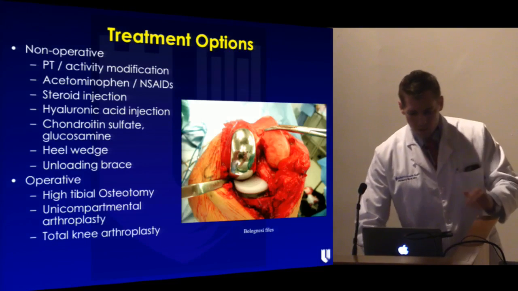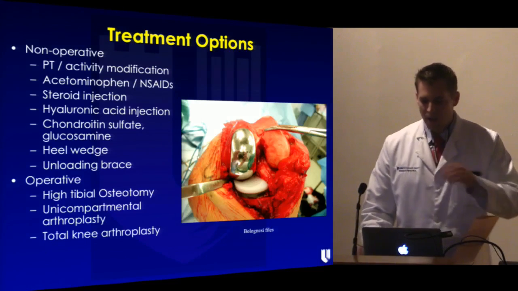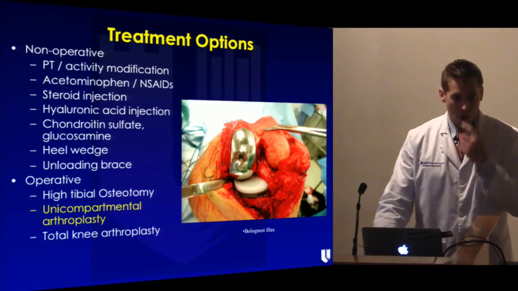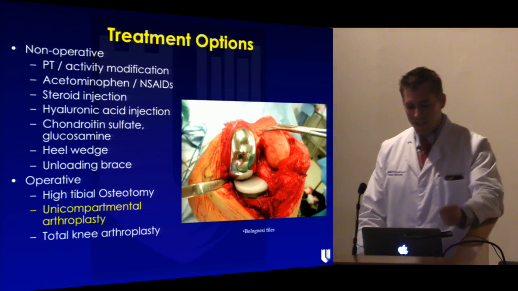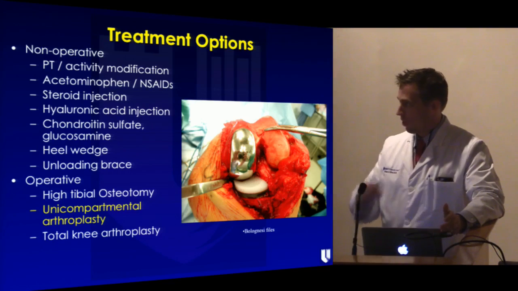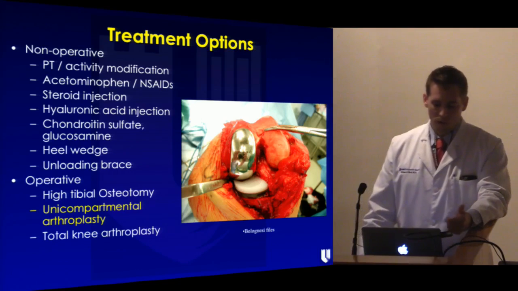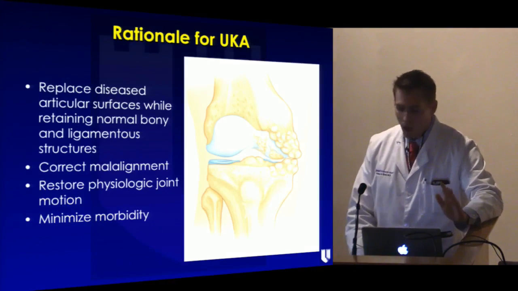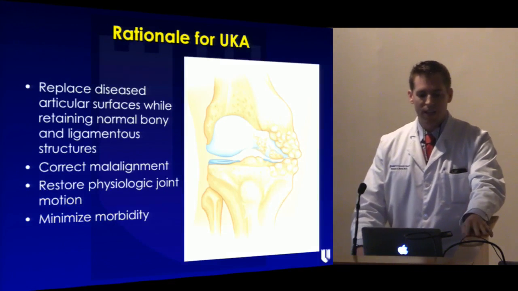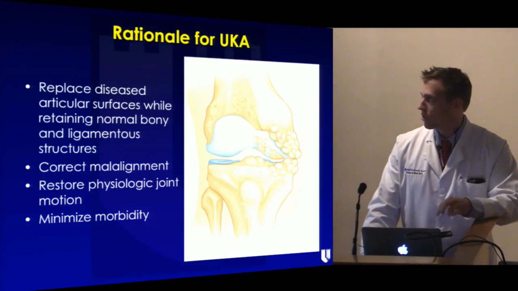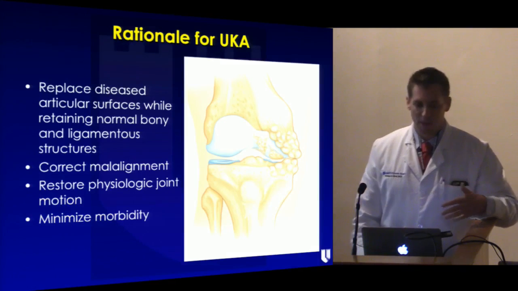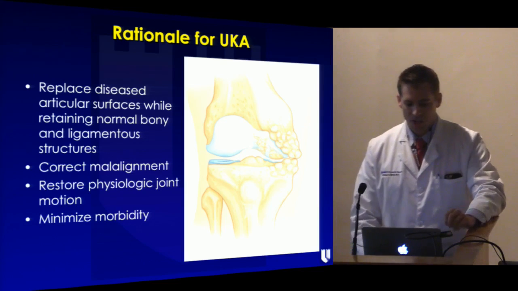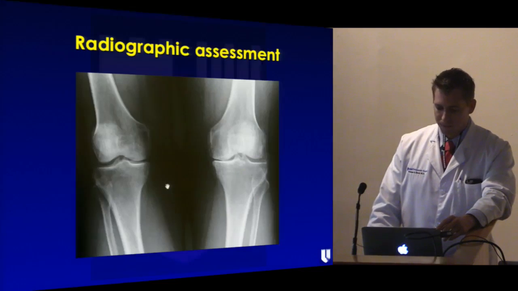So we're all familiar with the non-operative treatment options for knee arthritis, so I won't belabor them. The focus of this talk is really to talk about arthroplasty solutions for this disease, and specifically unicompartmental arthroplasty. I believe Dr. Crawford will be talking on realignment surgery in a few weeks, so I'll try to steer clear of that. So the rationale for uni is to replace diseased articular surfaces while retaining normal bony and ligamentous structures. It's to correct malalignment, restore physiologic joint motion, and to minimize morbidity.